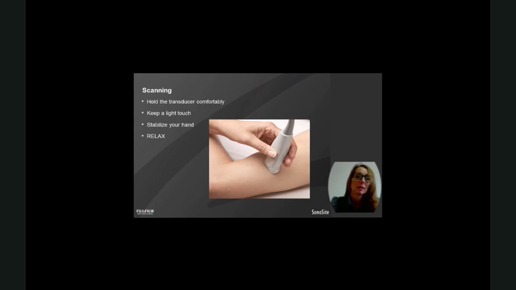When you're scanning, hold the transducer comfortably. Get yourself in a position where you're comfortable, because you may think it's just going to be quick, but if you're scanning for 10 or 15 minutes to create a map, you can actually get quite uncomfortable and cause some muscle strain. Keep a really light touch, because compressing the vessels or pressing down with the probe may distort the vessels and give you the wrong image. Make sure you stabilise your hand, particularly if you're scanning with a lot of gel. It's very easy to slip off and move around, so stabilise yourself and relax.